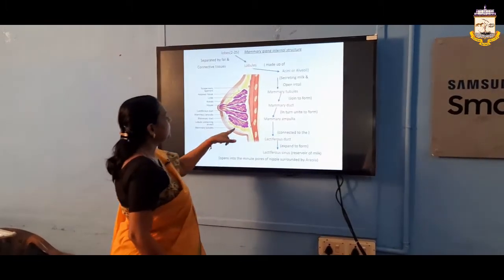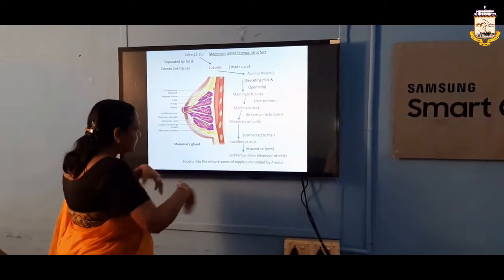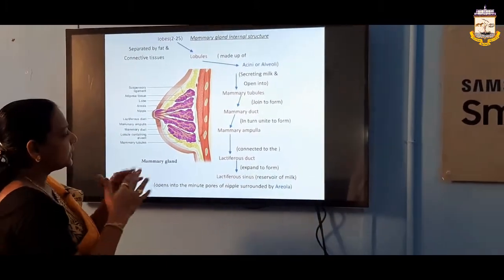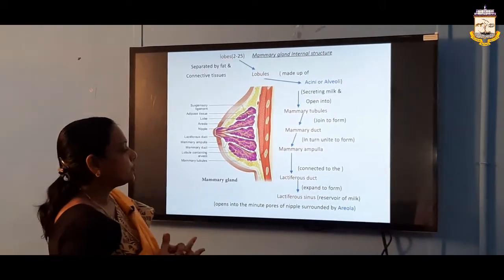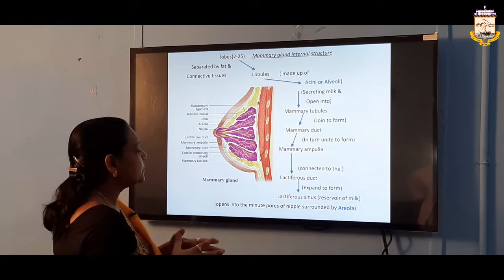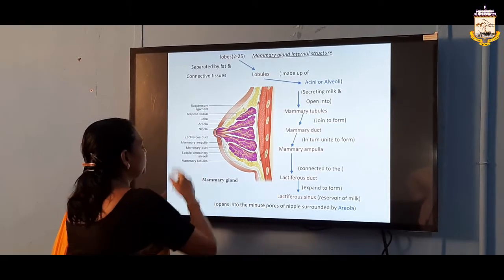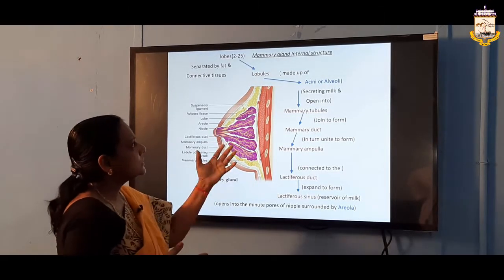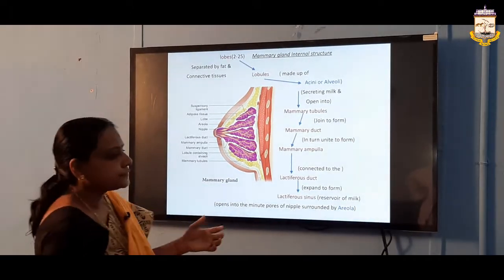The mammary tubules, as you can see in the picture, all join to form the mammary duct, which in turn unites to form the mammary ampulla. This mammary ampulla is finally connected to the lactiferous duct, which is said to be the reservoir. Finally, it expands and opens into the reservoir, which we call the lactiferous sinus. Finally, it opens into the minute pores of the nipple surrounded by the areola. So, this is the internal structure. I have given it in an easy form for you to remember.